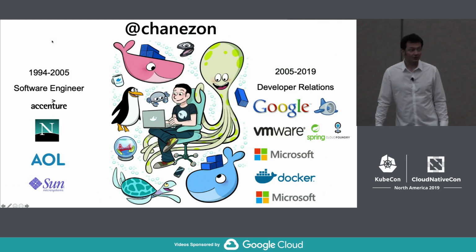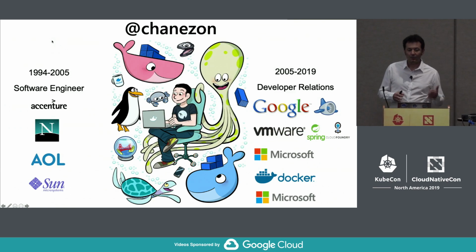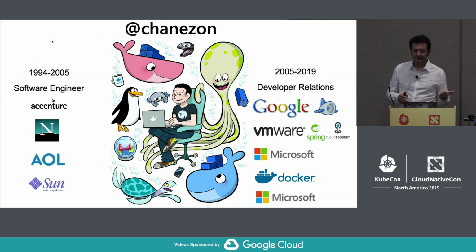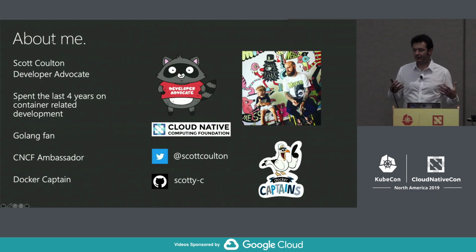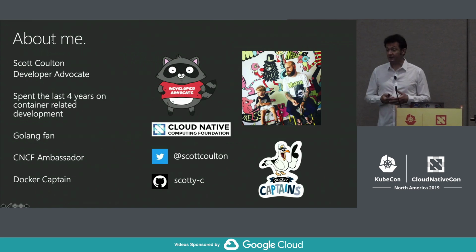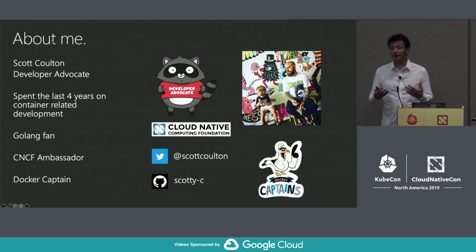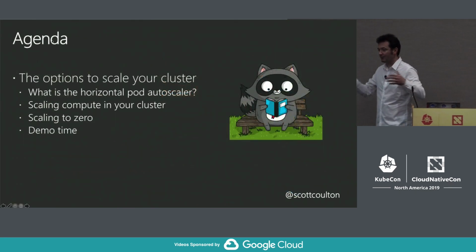All right. So we're going to talk about several aspects of scaling. One is the horizontal pod autoscaler. Then we'll talk about how to scale compute in your cluster in general. And then we'll talk about scaling to zero, which is super useful when you want to do a serverless type scenario on top of Kubernetes. And then I'll show you a demo that wraps it all up together.